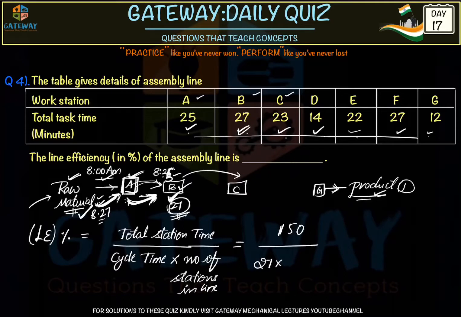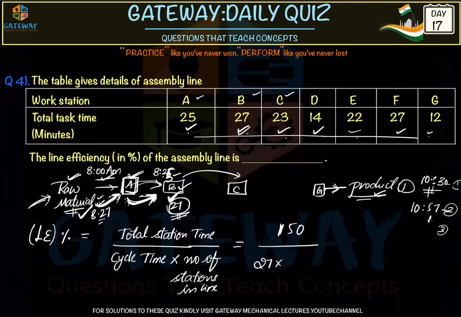Suppose it is given that the first final product will come at 150 minutes. From 8 a.m., 150 minutes is almost 2.5 hours. So at 8 a.m. our raw material will be entering, and at 10:30 a.m. we'll be getting our first finished product. After that, for a 27 minute cycle time, exactly at 10:57 we'll be getting the second product, and again 27 minutes from then we'll be getting the third product. So that is called the cycle time.